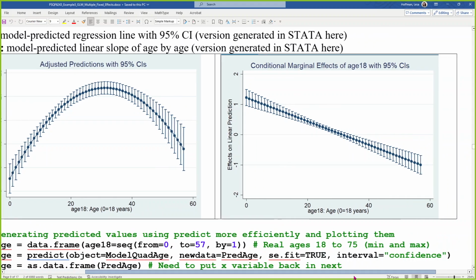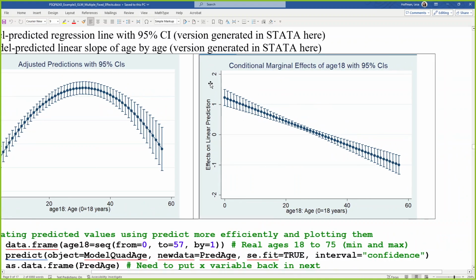The plot on the right is a different way of talking about a quadratic slope that I thought might be helpful, and if it's confusing, then just ignore it. The y-axis on this plot on the right is the linear slope, not the predicted outcome. So at age 18, the linear slope is 1.2, and this is what happens to it as age increases. It changes linearly. So the quadratic is a constant force. It changes the linear slope by 2 per unit age.